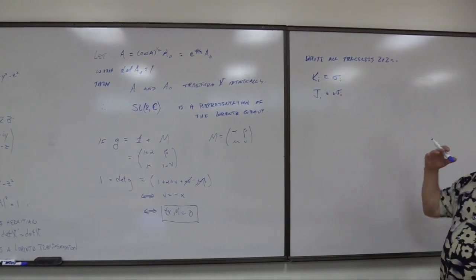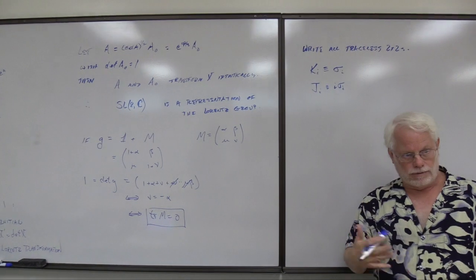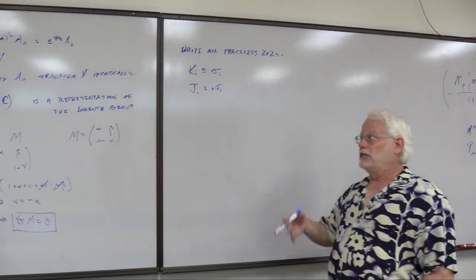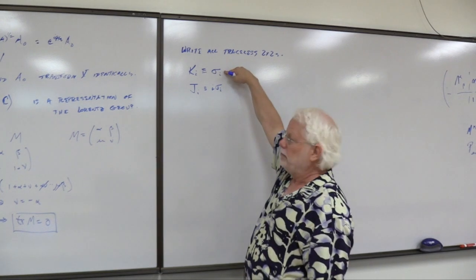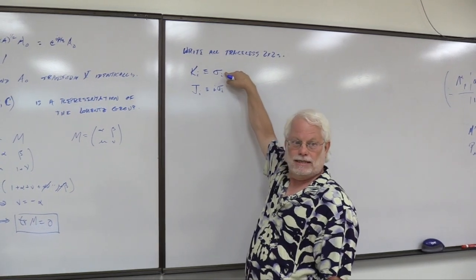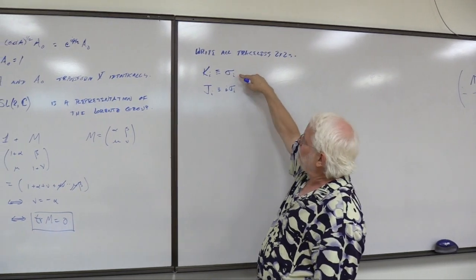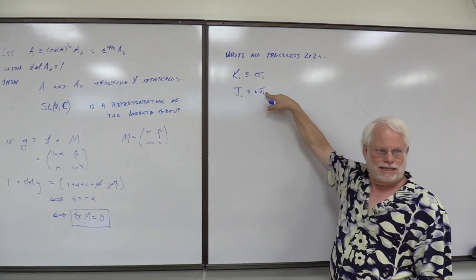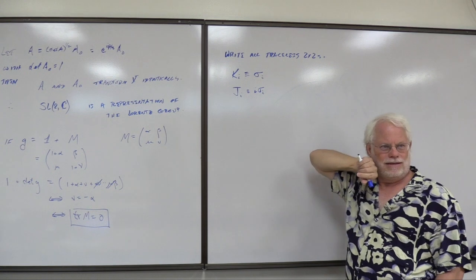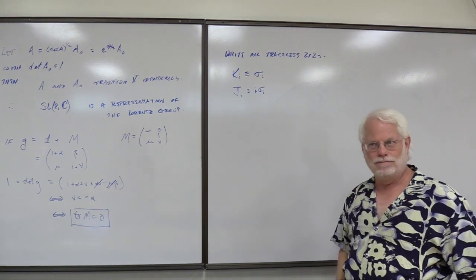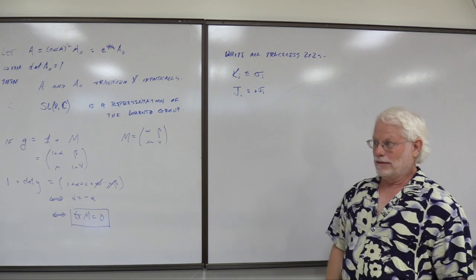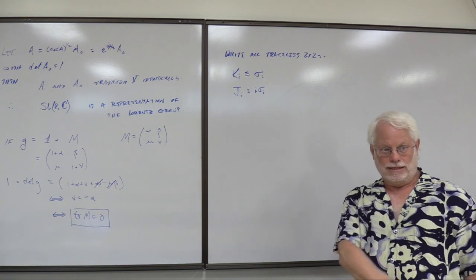So what I want to do is write a basis for all complex traceless matrices. Since we know that the Pauli matrices are 3 independent matrices and traceless, we can take those and then we can take i times those. And that'll give us 6 independent traceless 2x2 matrices. Good? You see it? All right.